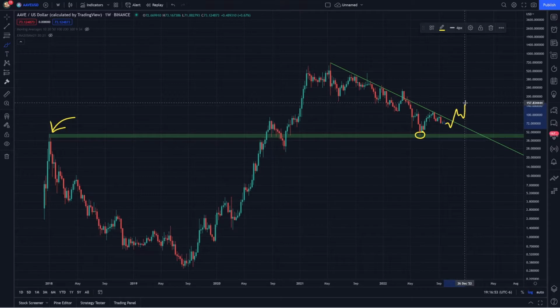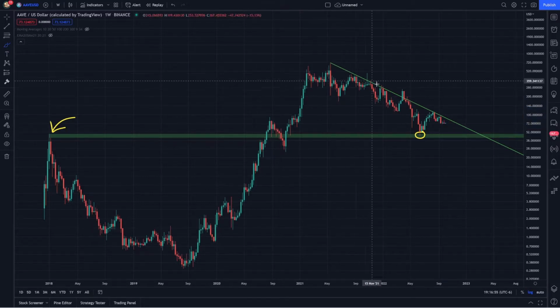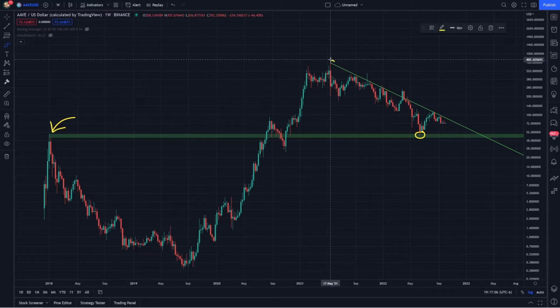But in general, what I do want to see is a break of this general downward sloping resistance. So that is the green line on this chart. You can see that is where mainly all of these lower highs have been forming off of ever since this downtrend started back in May of 2021.